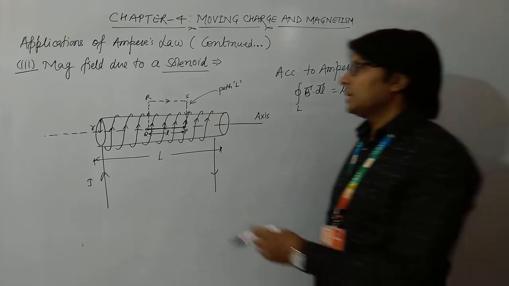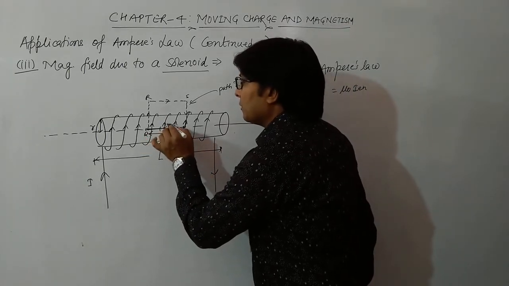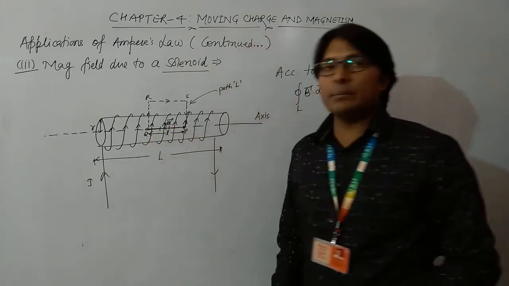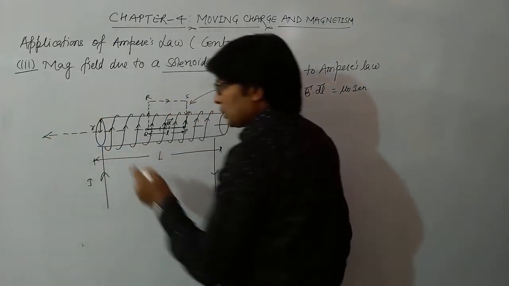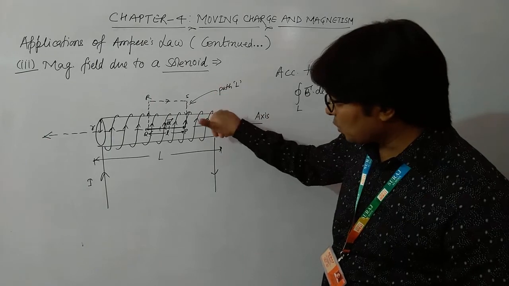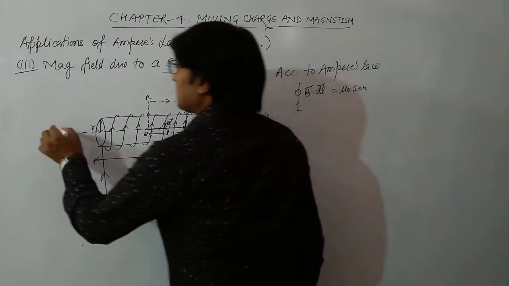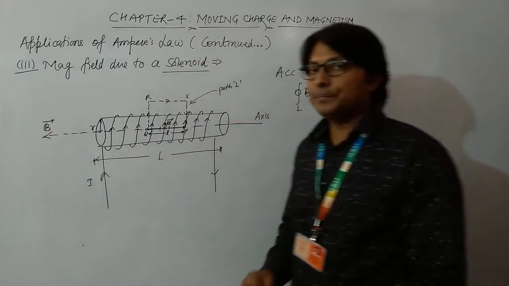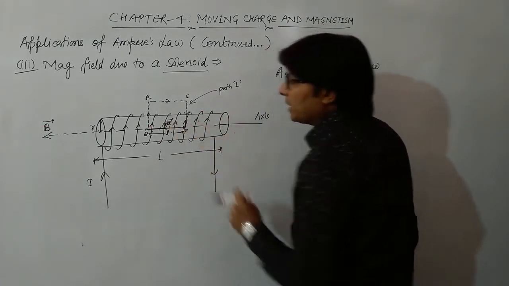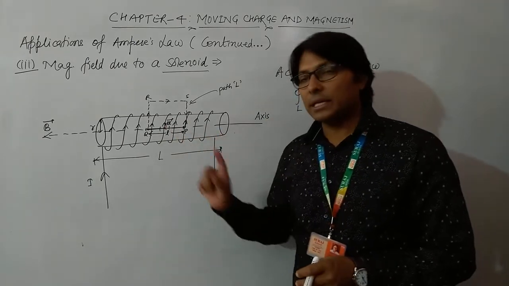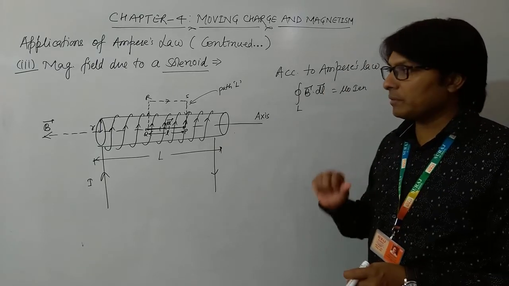Let us have a look. For the part PQ, the direction of the dl vector will be along PQ, and the magnetic field vector will be in this direction. The magnetic field due to all these loops in which the current is flowing anti-clockwise will, according to the right hand rule, be along its axis. So the direction of the B vector will always be along the axis of the solenoid, inside the solenoid. The direction of the dl vector for segment PQ is the same as that of the B vector, so the angle between B vector and dl vector is 0.